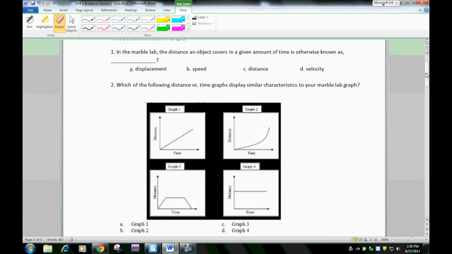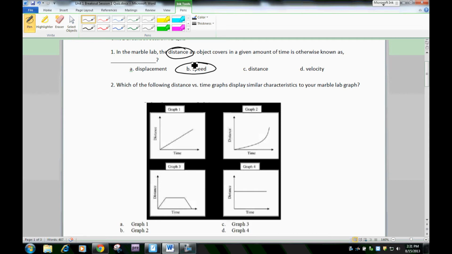The first question is, in the Marble Lab, the distance an object covers in a given amount of time is otherwise known as blank. So the key word here is distance. Distance is a scalar. Since it's a scalar, this must be referring to speed. Now, if we had changed that to displacement an object covers in a given amount of time, it would have been velocity. But number 1 is speed.